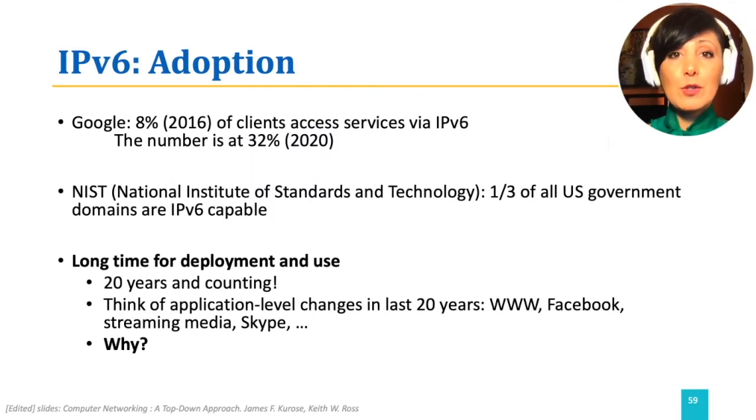IPv6 adoption has been extremely slow. Although the development efforts started in the 1990s, we still have very low adoption in the internet. Google tracks the adoption of IPv6 among its clients. The numbers available online show around 8% in 2016 and around 32% in 2020. Comparing this with the massive changes that have been happening in other areas of network development and adoption in a similar number of years, why do you think this adoption has been so slow?